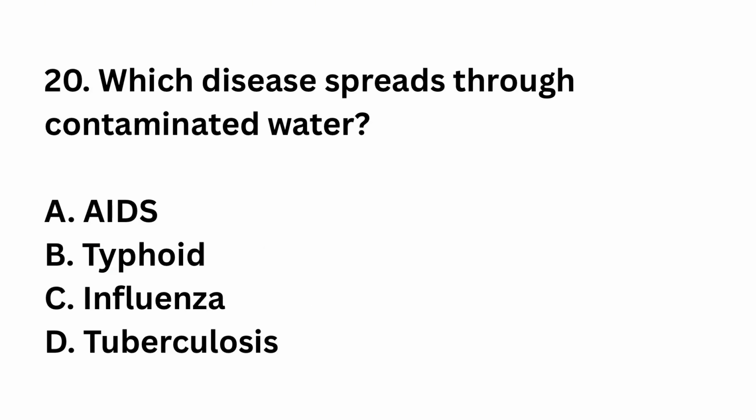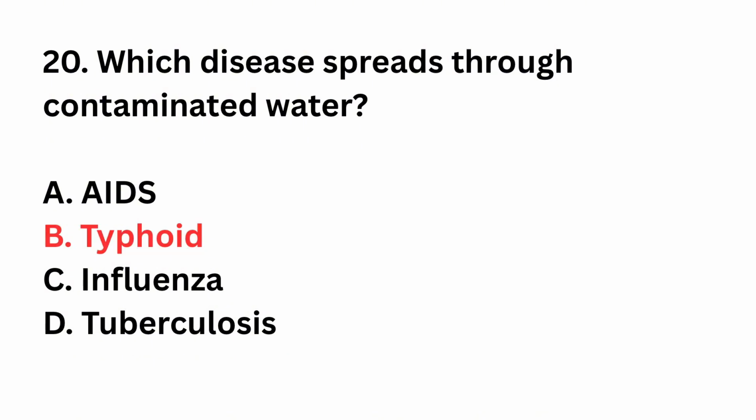Question number 20. Which disease spreads through contaminated water? AIDS, typhoid, influenza, tuberculosis. The right answer is option B, typhoid. Typhoid spreads via fecal-oral route through contaminated food and water.